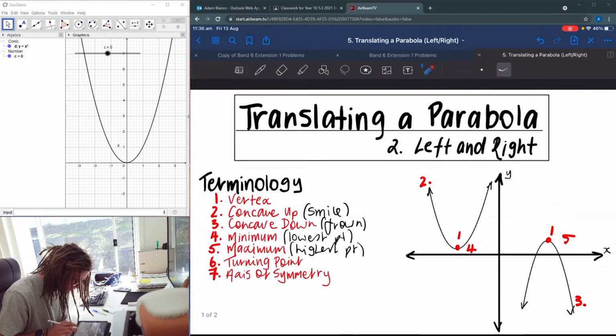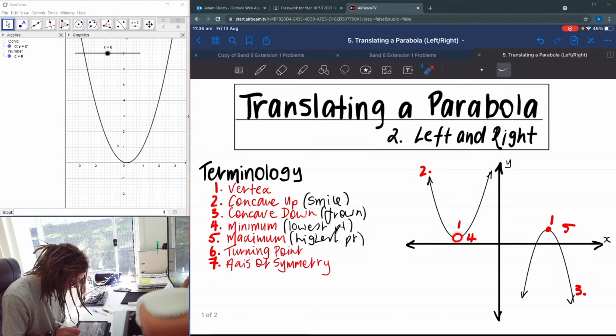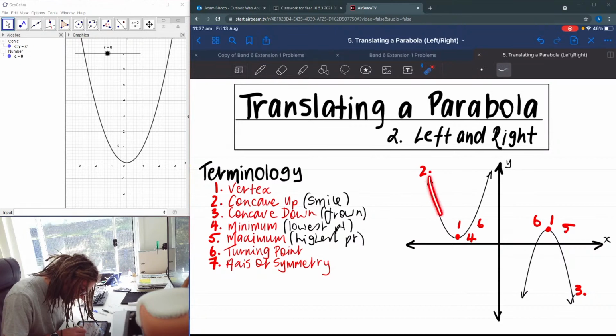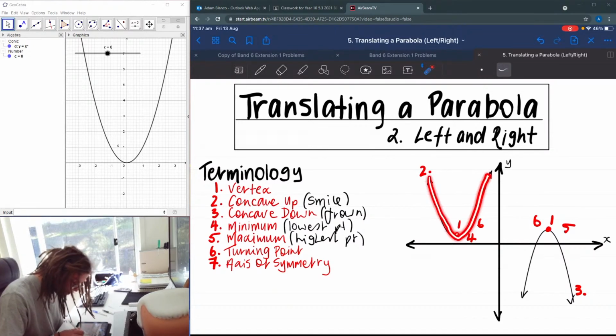A turning point, again, that's just this. So there's a lot of different names for this single point on the parabola. That's a turning point, and so is that. The point where your parabola turns is the vertex. It's also a turning point. It's also perhaps the minimum. In this case, it'd be a maximum.